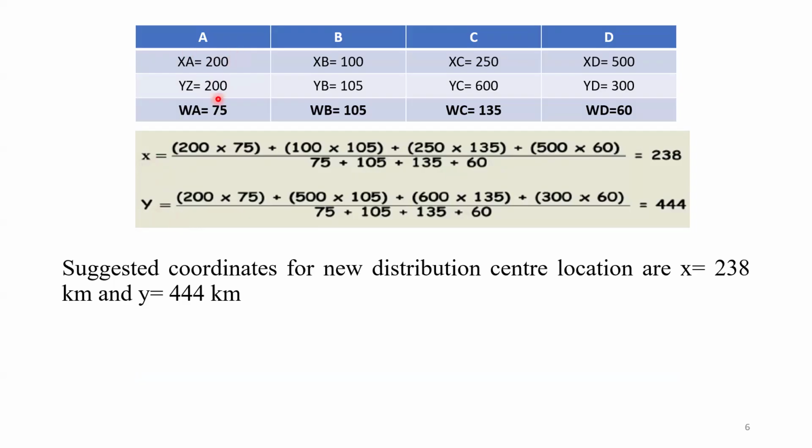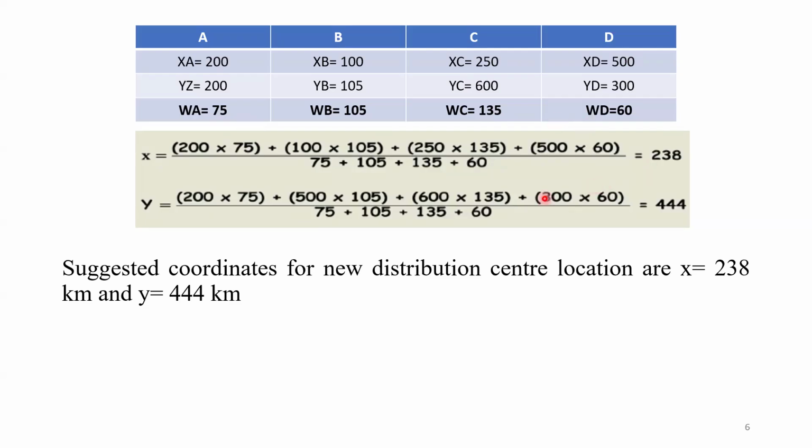So this is xa into wa. So 200 into 75 plus 100 into 105 plus 200 into 135 and 500 into 60, divided by the sum of your weightage, whatever you had given. So I'm getting 238.